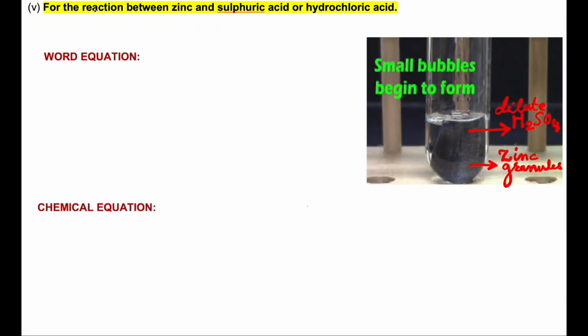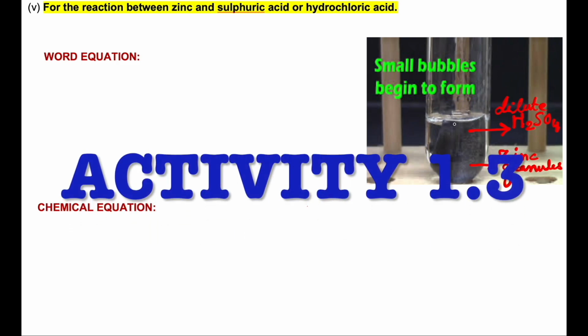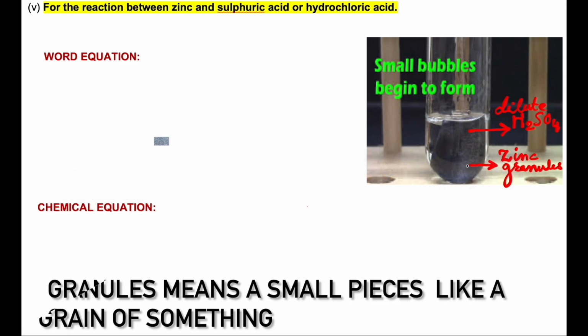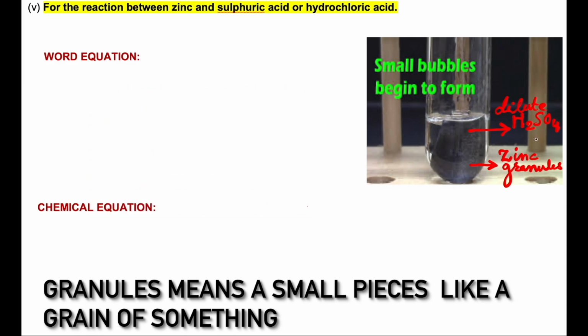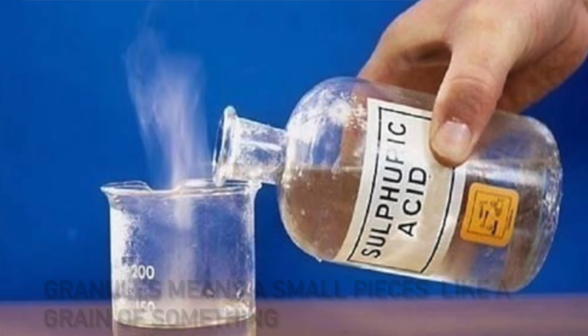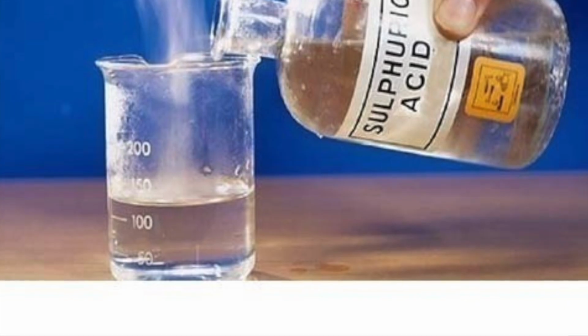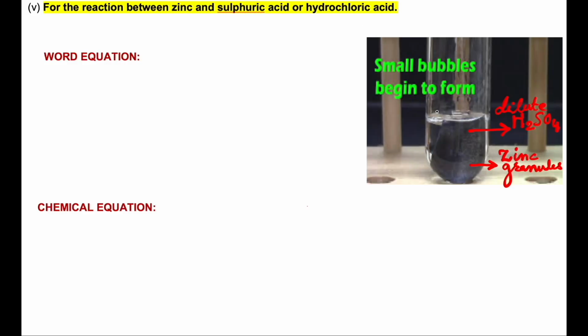Now children, let us discuss the chemical reaction between zinc and sulfuric acid or zinc and hydrochloric acid. This is activity 1.3 given in our NCERT. In this activity, zinc granules are taken in a flask and dilute sulfuric acid, or dilute hydrochloric acid can also be used, is added to it.